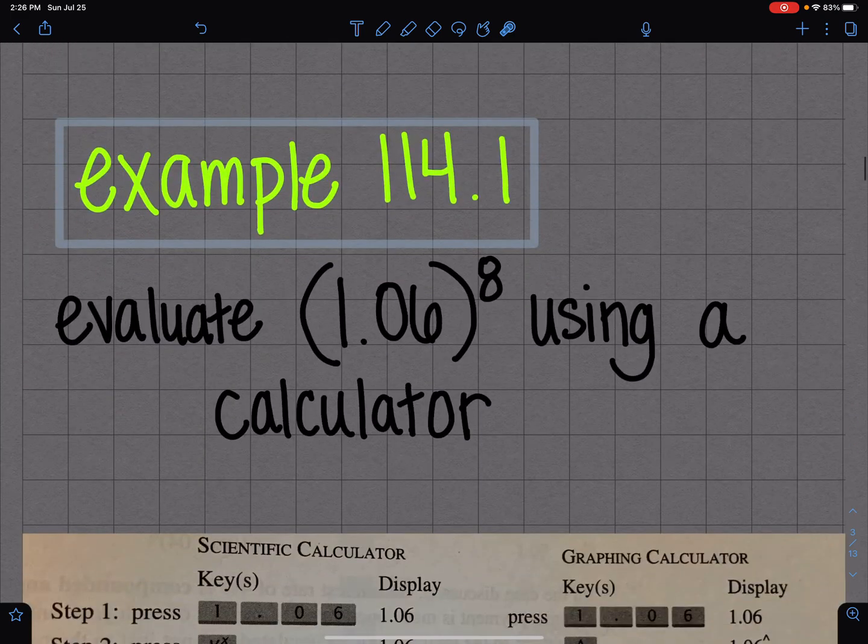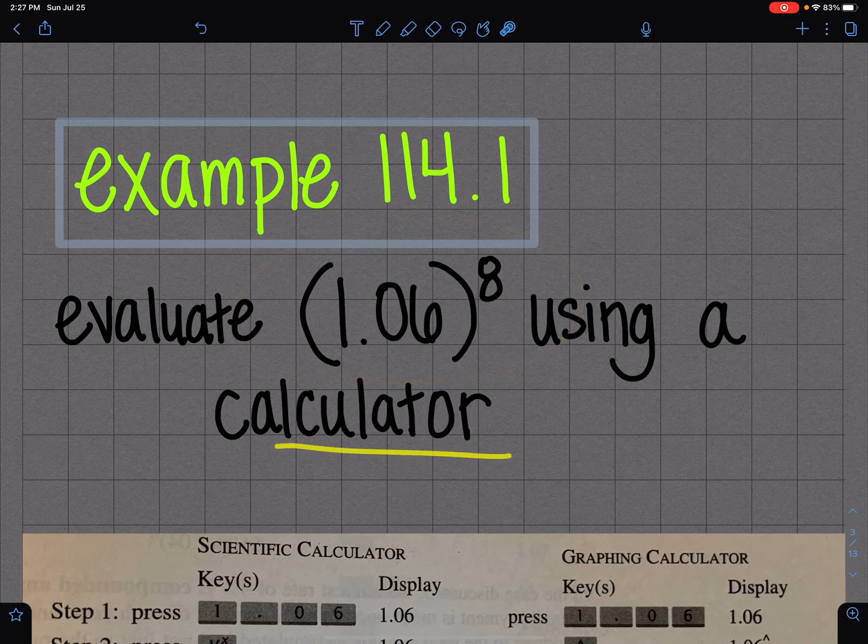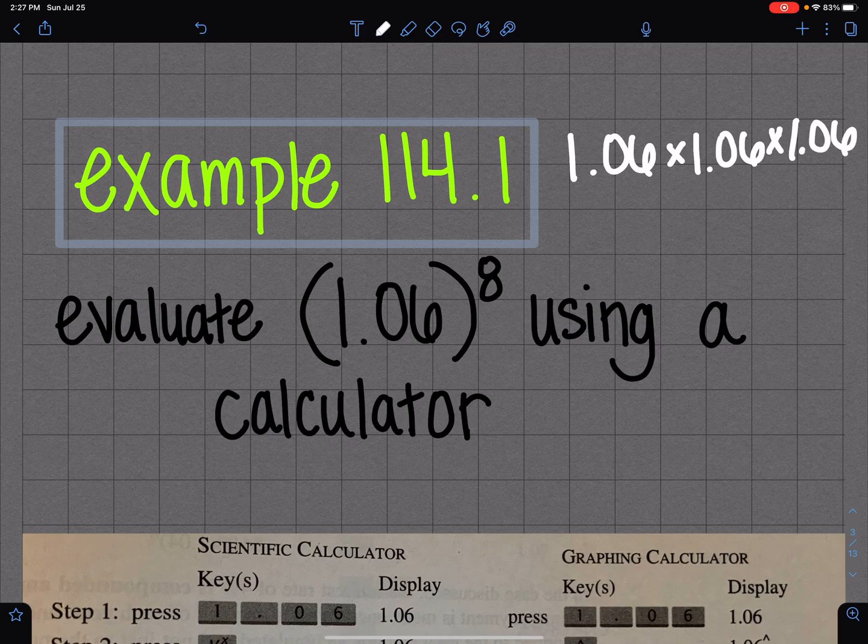Now, once you've got it down, we're going to jump into example 114.1, and you can see how it gets really complicated really quickly because they want us to do 1.06 raised to the 8th power using a calculator. I mean, if you were trying to figure it out, you would have to do 1.06 times 1.06 times, I should do x's so it's not confusing, times 1.06, and you do that 8 times.